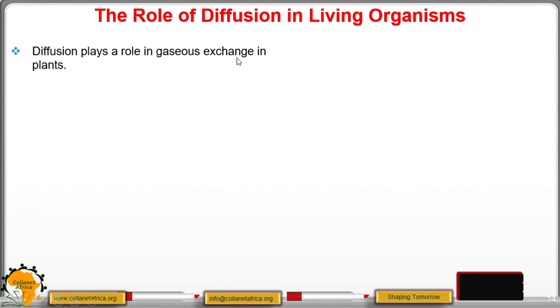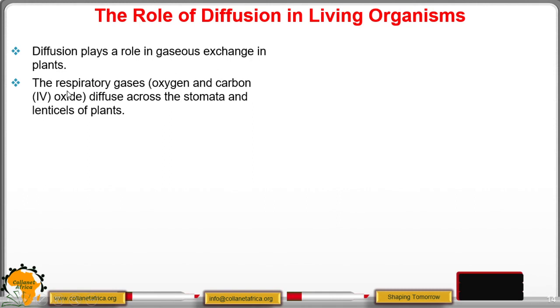Diffusion also plays a role in gaseous exchange in plants because the respiratory gases, that is oxygen and carbon dioxide, diffuse across the stomata and lenticels of plants. Carbon dioxide is required for photosynthesis, and in the process oxygen is given out as a byproduct which must escape to the atmosphere during the day, and during the night this oxygen is also required, so it diffuses in for the process of respiration.